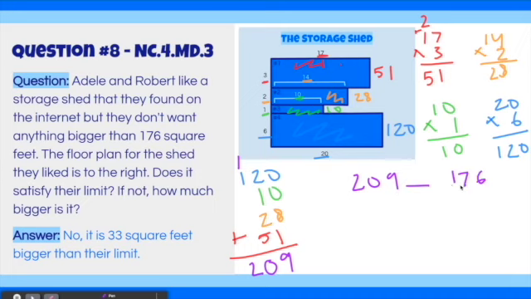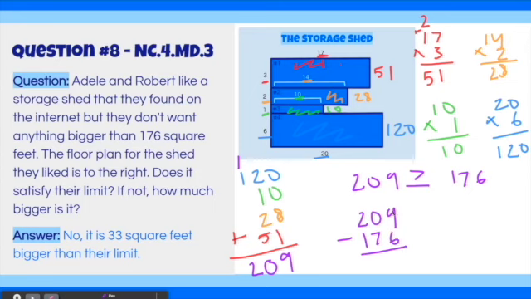So we're going to look at the hundreds place first because you start off with the greatest place value. And 2 is greater than 1, which means that 209 is greater than 176. So it doesn't meet their limit. But then the next part says that if it doesn't meet the limit, how much bigger is it? So to do that, you're going to just subtract 176 from 209.